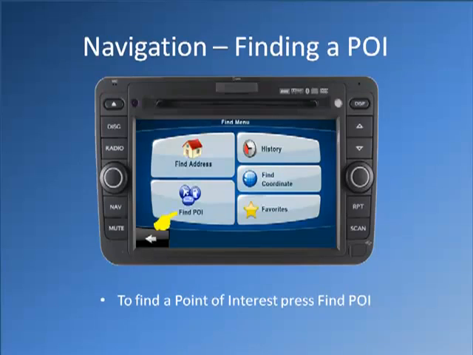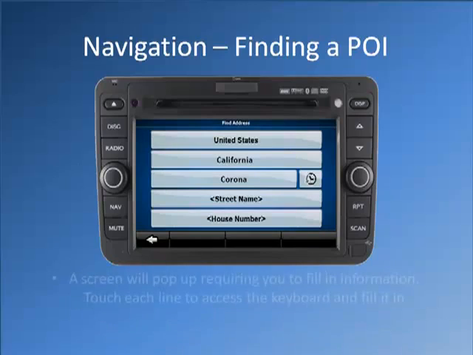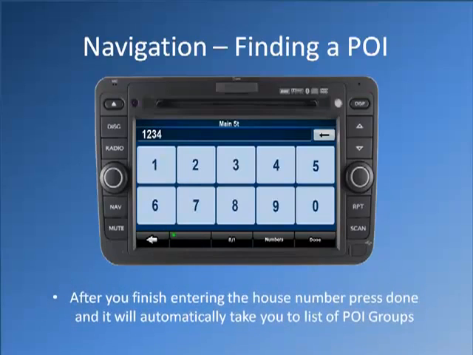To find a point of interest, press Find POI. To find a point of interest by address, press Around Address. A screen will pop up requiring you to fill in information. Touch each line to access the keyboard and fill it in. After you finish entering the house number, press Done and it will automatically take you to a list of POI groups.